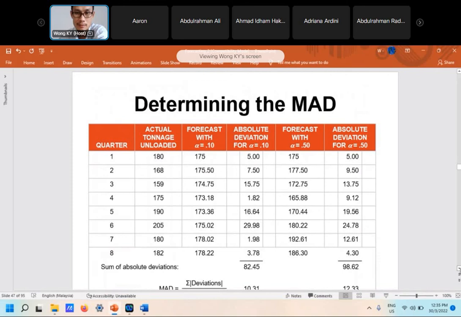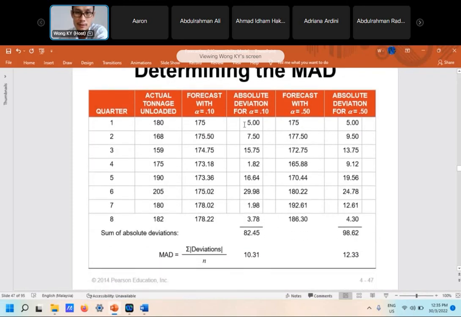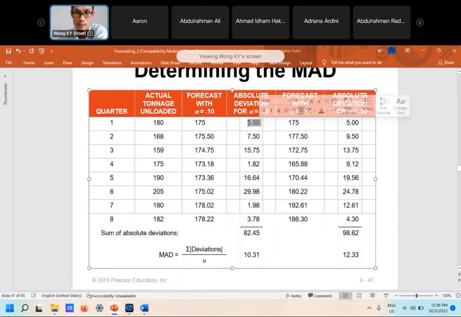Right, so how to calculate MAD? I think very easy. First calculate the absolute deviation. Create a column, calculate the absolute deviation. Absolute deviation is actual minus forecast. 180 minus 150, you get 5, and absolute means 5. The second one is 168 minus 175.5. It becomes negative, but because it is absolute, you get positive 7.5. So you repeat the process, you calculate all the absolute deviations for the 8 periods of data.